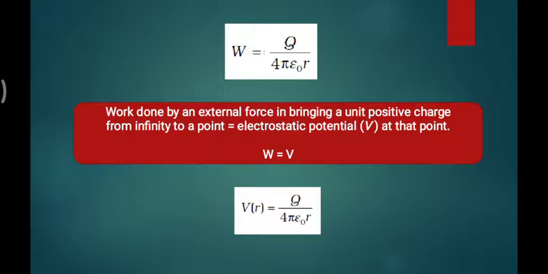Why am I saying K? Because 1 upon 4 pi epsilon 0 is nothing but the constant K. So the whole force is K Q1 Q2 upon R square. Electric field is K Q upon R square, only one Q is not there. In the potential, one Q is not there and one R is also not there. So it is K Q upon R only.